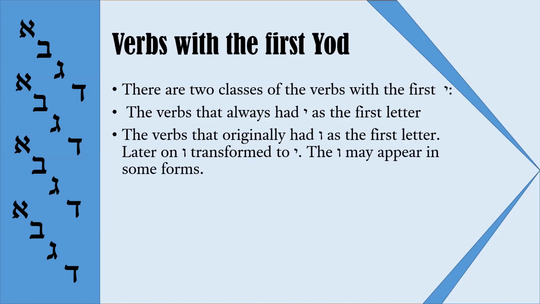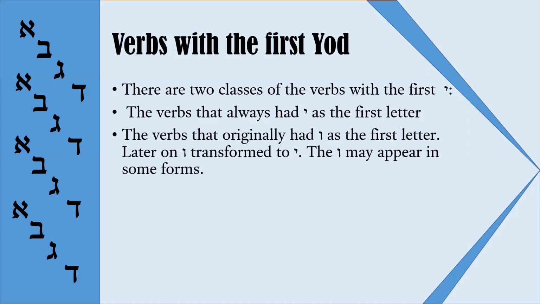Okay, we have the verbs with the first yod. This is another class of weak verbs. And you can immediately understand the problem with these verbs, because in yiktol, we will have two yods together, like, for example, yiktol, it will be yod and yod again. And the problem with those verbs is that we have two classes of these verbs.